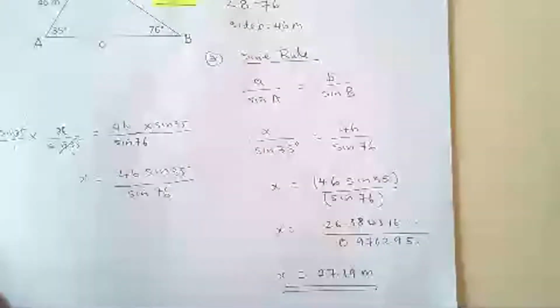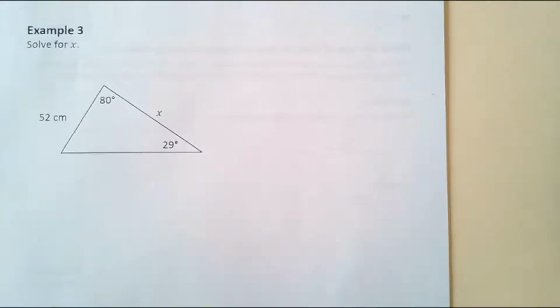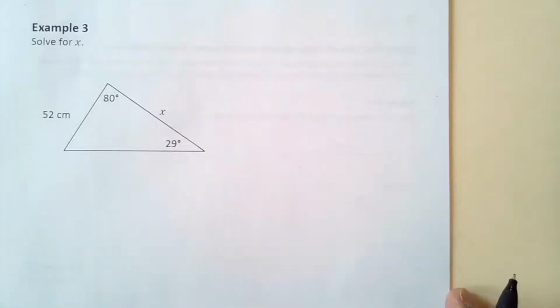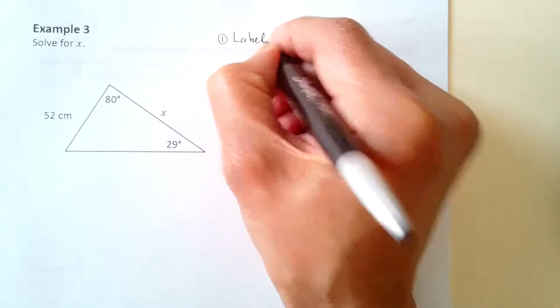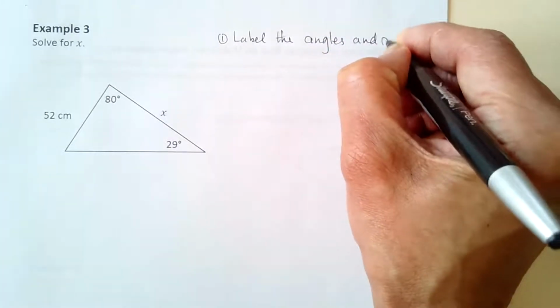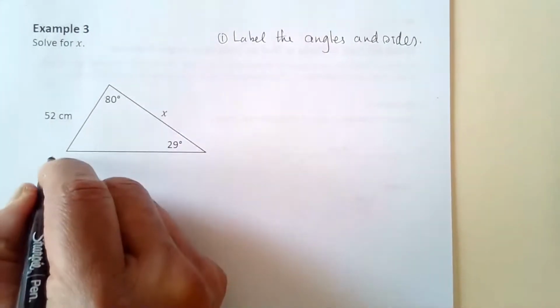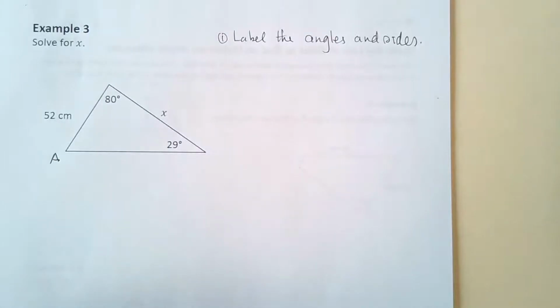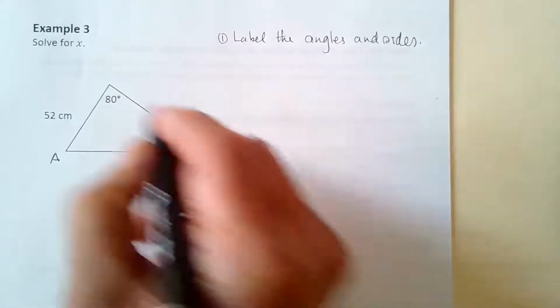Okay, let's go on to the final example, 3. Now, this is a tricky one because we'll follow through with a few things and see what's missing here. So step 1, label the angles and sides. So this is our unknown side. We label this as angle A. And the matching side is given with angle B. It'd be angle C.